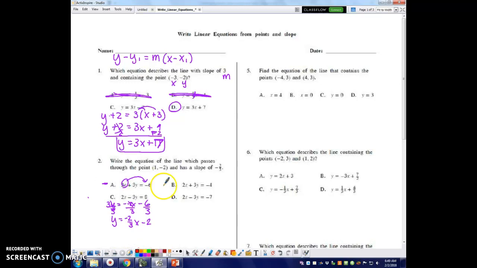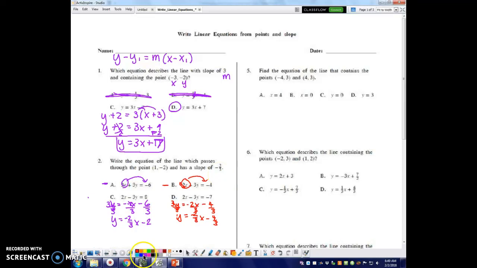Now let's do B. We need to move that x. So we have 3y equals -2x minus 4. Divide by 3. We have y equals negative 2/3 x minus 4 over 3. So that one still has a slope of negative 2/3.